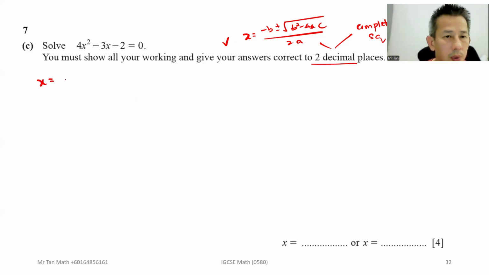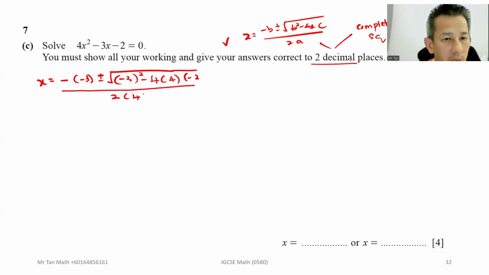So x equal to minus, bracket minus 3, plus minus square root of, put bracket minus 3 squared minus 4. A is 4. C is negative 2, over 2a is 4. Okay, so that equal to 3 plus minus square root of, you calculate 9 plus 32. You should get 41 over 8.